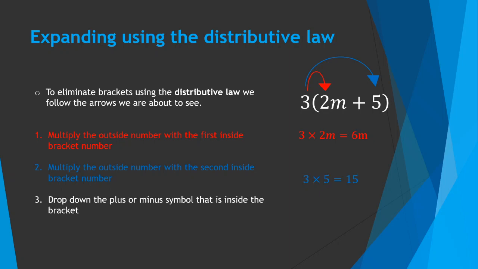The third step, drop down the plus or minus symbol that's inside the bracket, like this. And then the fourth step, drop down your two answers. And your answer when expanding this question that we started with is 6m plus 15.